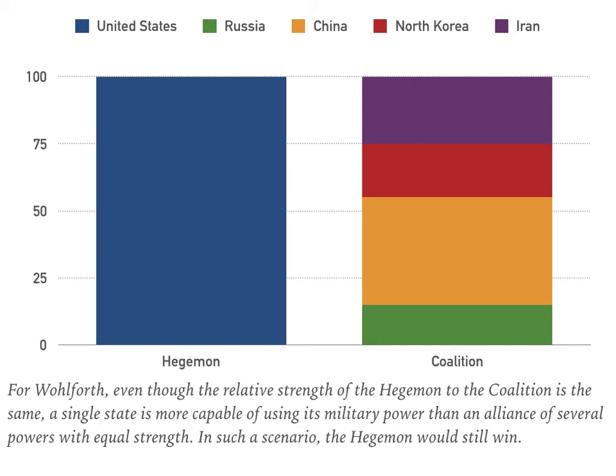But Wohlforth argues that even though their relative strengths are exactly the same, a single state is more capable of using its military power than an alliance of several powers with equal strength. So if hegemon and coalition, in this case, go to war with each other, well, then the hegemon would still win because it's a single country and not an alliance. It structurally has an advantage over the coalition.